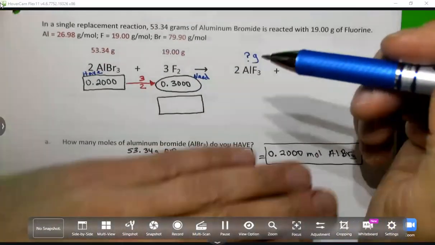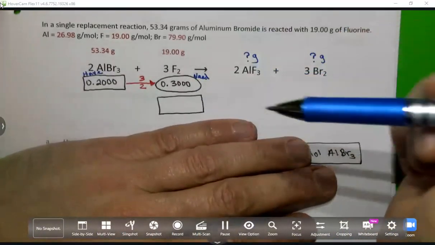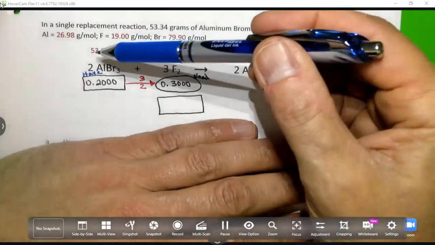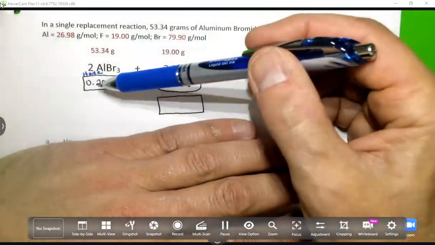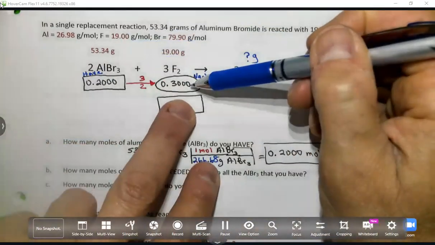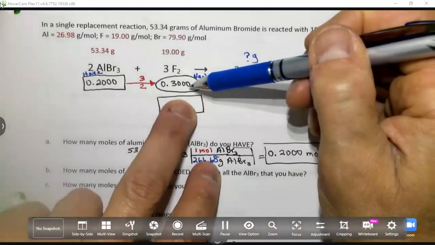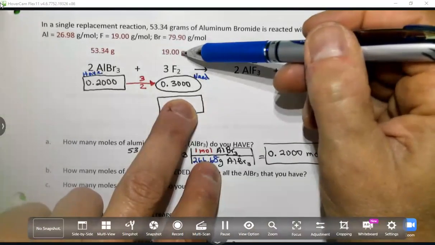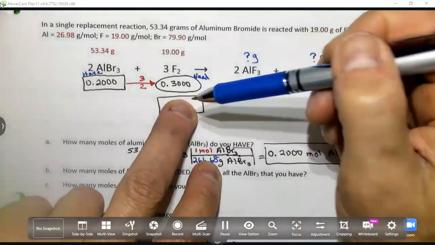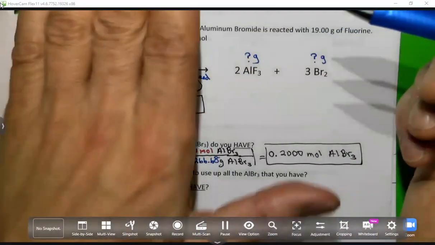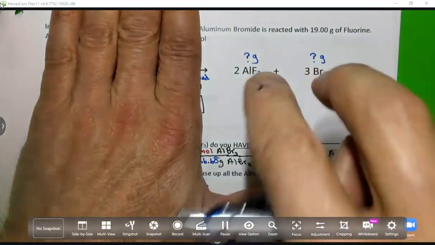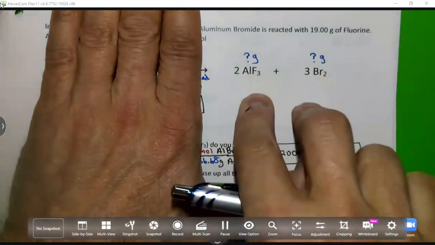Now, let me stop here and say this. 53.34 grams is 0.2 moles of aluminum bromide. I need 0.3 moles. If this 19 grams comes out to be 0.3 moles, I have exactly what I need. There is nothing left over for reactants. Everything is converted to products. Right?